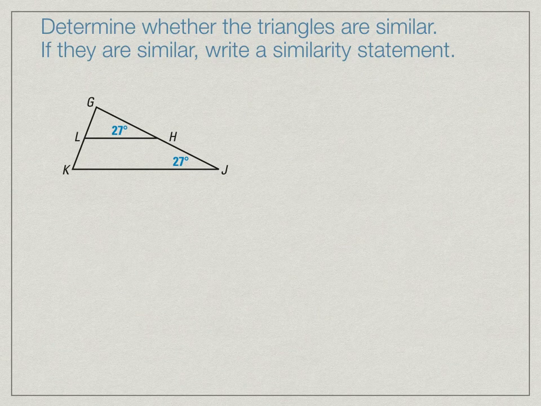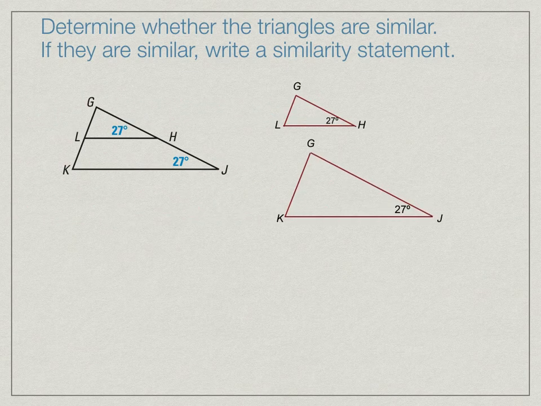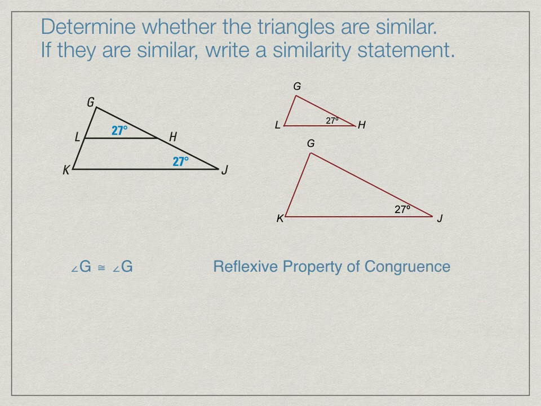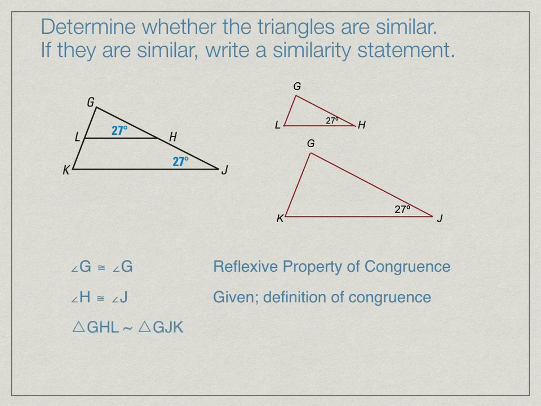We looked at an example similar to this in a previous slide. We can tell that there are two triangles, it's just one is fitting inside the other. We can write these separately. We now can see that angle G is going to be congruent to itself. Angles H and J are given as congruent. So triangle GHL is similar to triangle GJK.